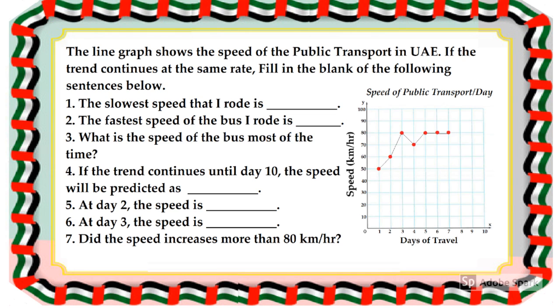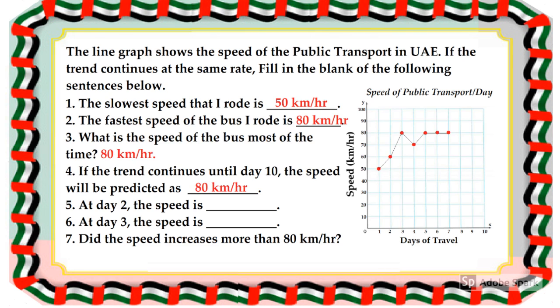So let us try to find out the answers in the graph given. Can you find out from the graph which is the slowest speed? Yes, it is 50 km per hour. What about the fastest speed? The fastest speed is 80 km per hour. Now, what is the speed of the bus most of the time? The speed of the bus was maintained at 80 km per hour. If the trend continues until day 10, the speed will be predicted as still 80 km per hour.